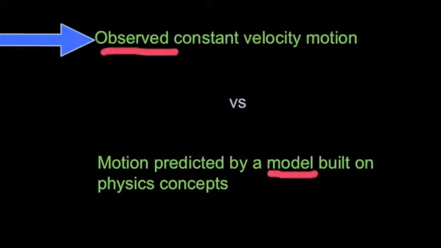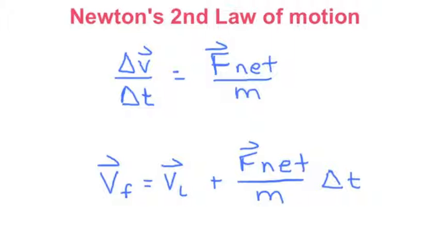Okay, at this point, we've quantified our observations, and now it's time to take that data and compare it with motion predicted by a model built on physics concepts. To construct our model, we need some physics concepts. Let's start with Newton's second law of motion.